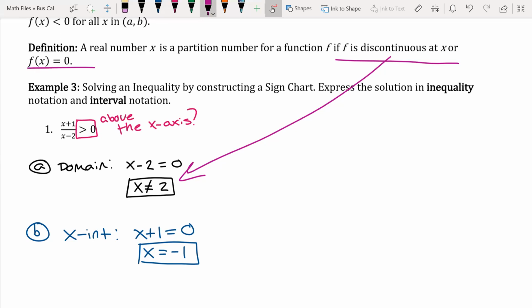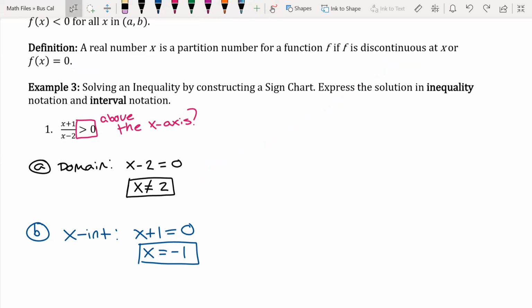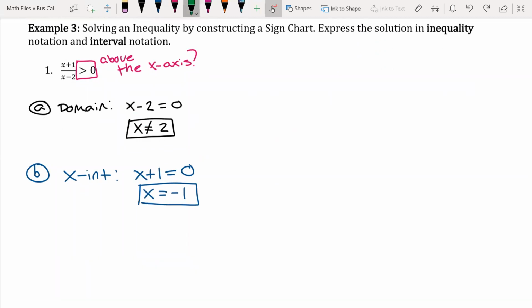Or f of x equals 0. Hey, if I plug in -1, the function becomes 0. So these are partition numbers. They follow that definition. All right, just wanted to explore that definition a little more with you. Okay, and then next, let's go ahead and make a sign chart.